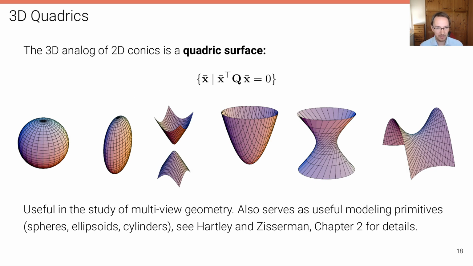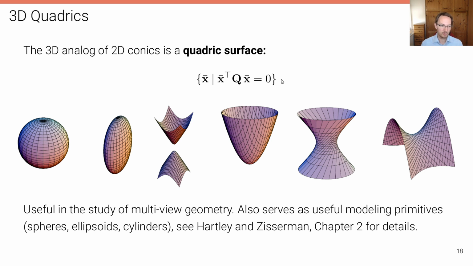The 3D analog of 2D conics are quadric surfaces. So here we have a variety of quadric surfaces that can be expressed as these quadratic equations here with homogeneous coordinates in 3-dimensional space. So we have a quadratic expression here, and all the points that lie on the surface of these quadrics, depending on Q, this quadric shape changes, but for a particular Q, in this parabola case, all the points that lie on the parabola surface satisfy this expression.